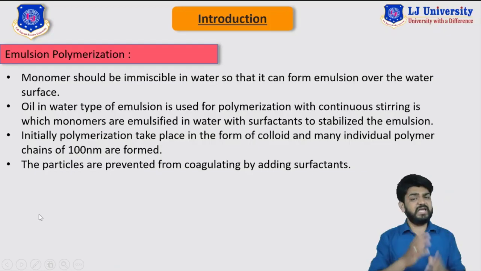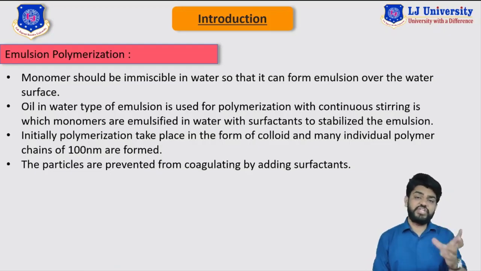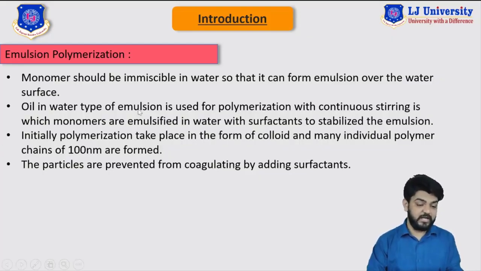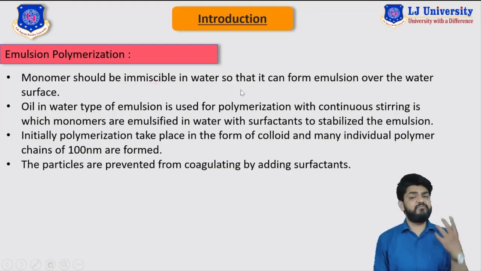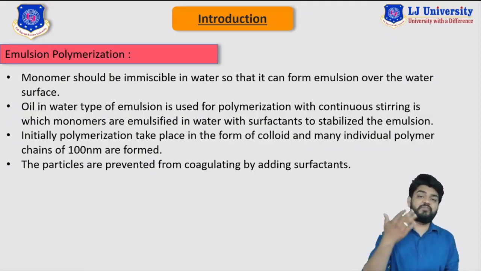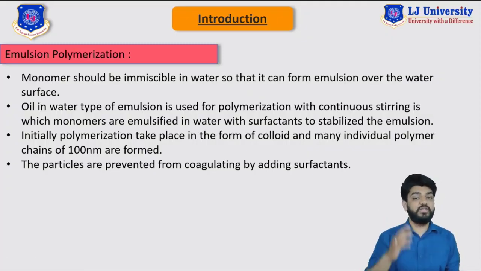Now you can see here on the screen that the essential property of the monomer is that it should be immiscible in the water, so that it can form an emulsion over the surface of the solvent or the water.